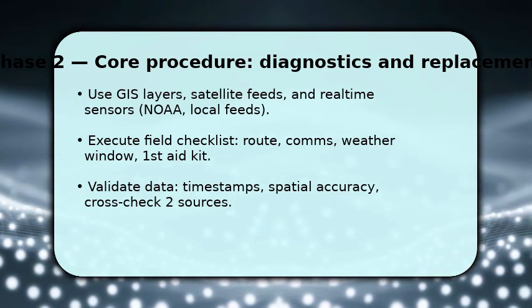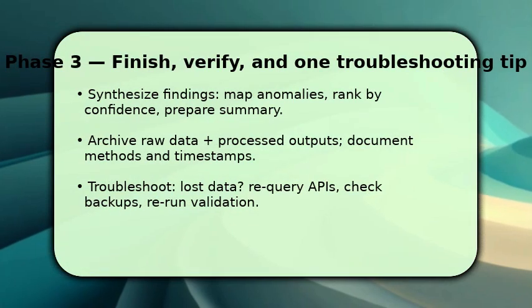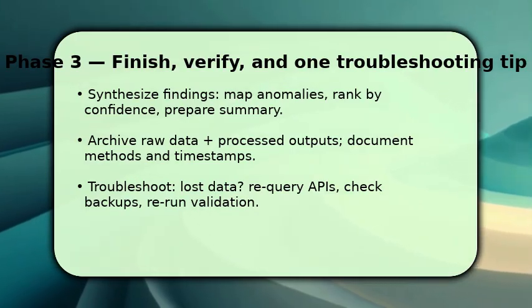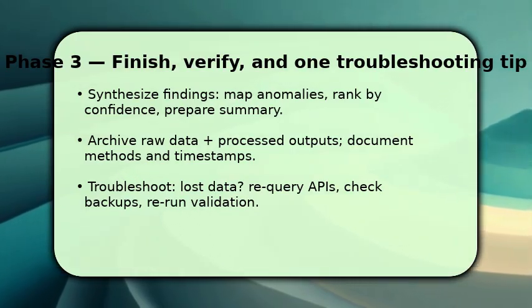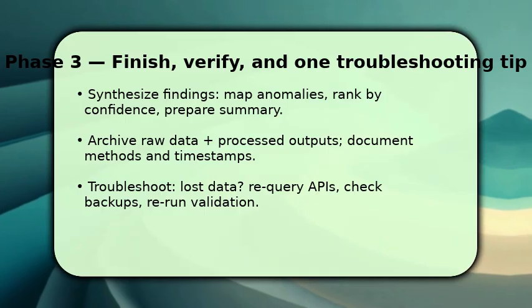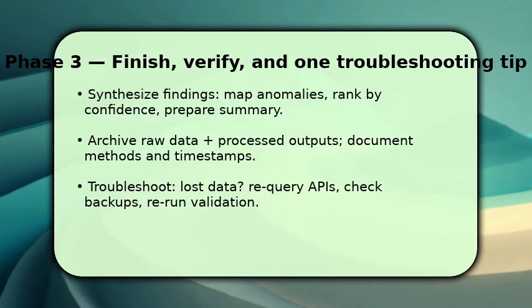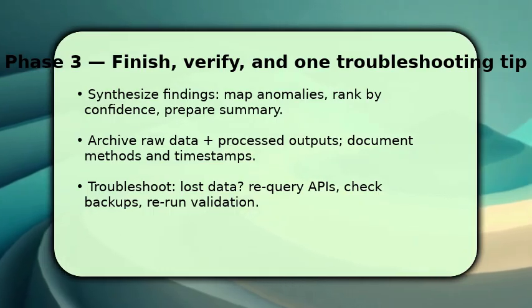You finish by synthesizing what you gathered. Map anomalies, rank each finding by confidence, and prepare a concise summary for stakeholders. Once done, archive both raw and processed data with full method notes and timestamps. Make sure to export visualizations and backup to at least 2 locations.